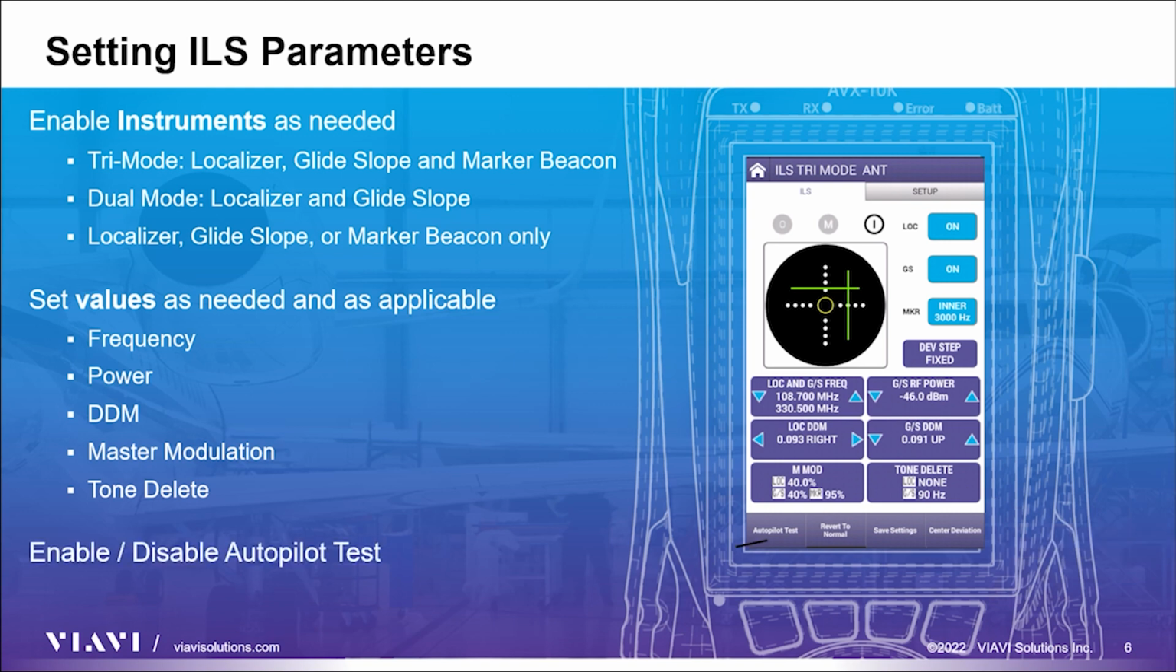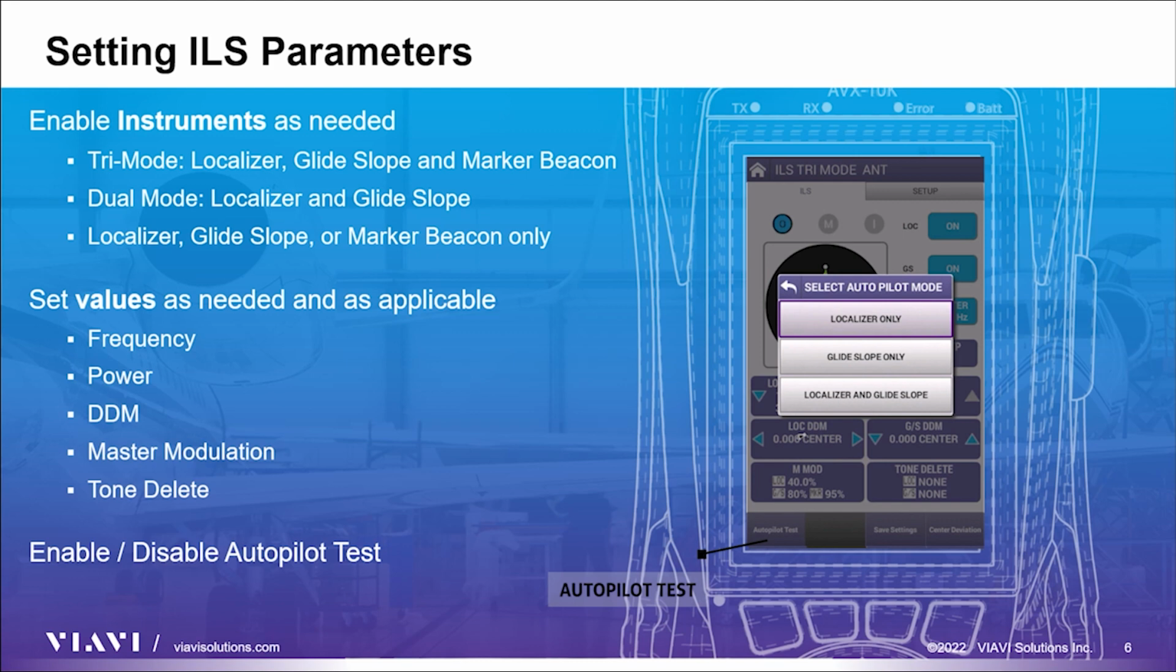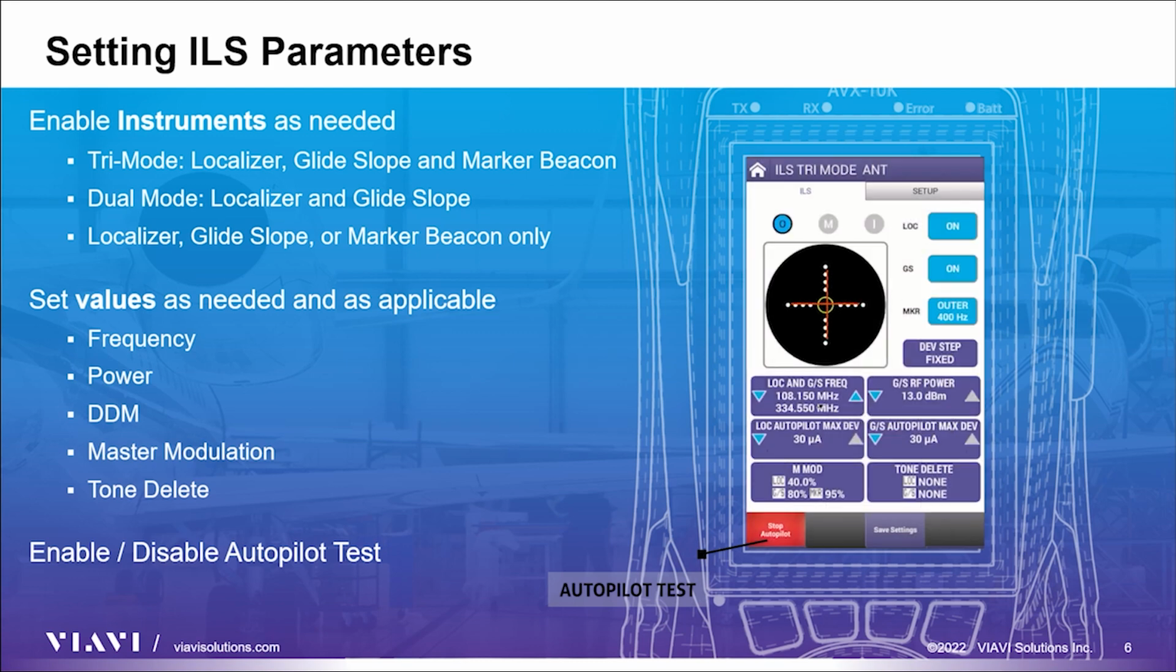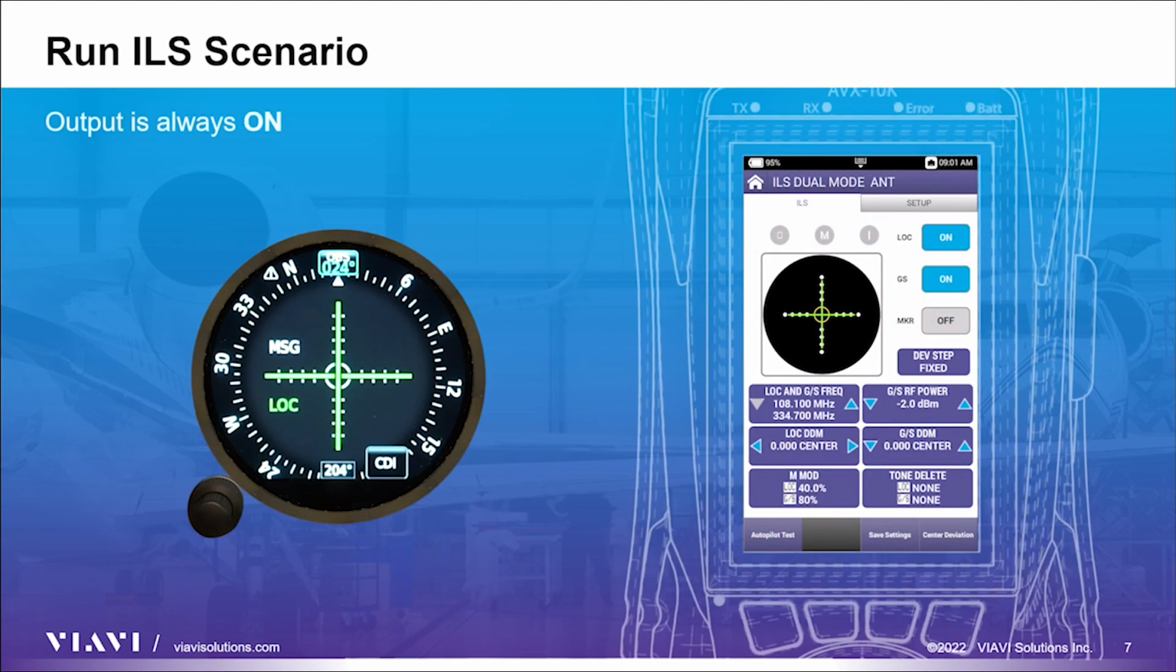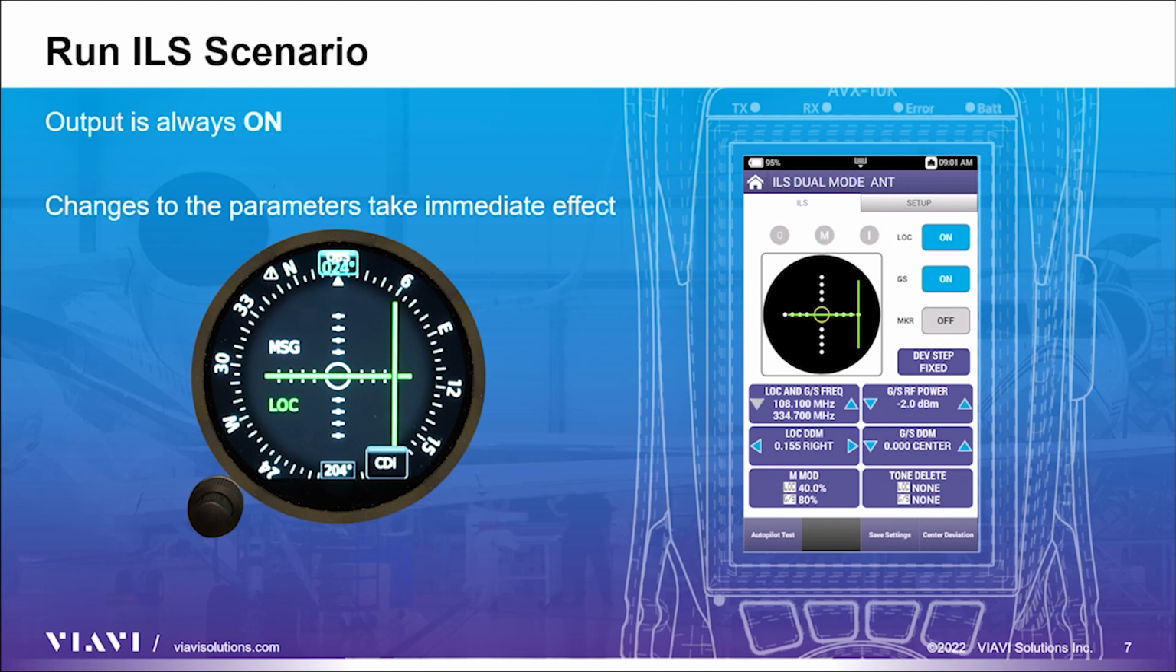The autopilot test will cycle through values of localizer and glide slope offsets and can be controlled by the max deviation controls. The center deviation button will zero any fields that have been modified, moving them back to their normal settings. Here is an example of the ILS test in progress. And now we see the autopilot test running.